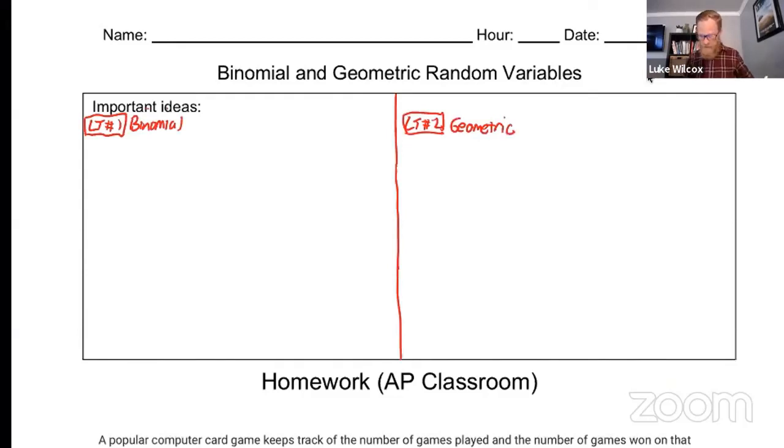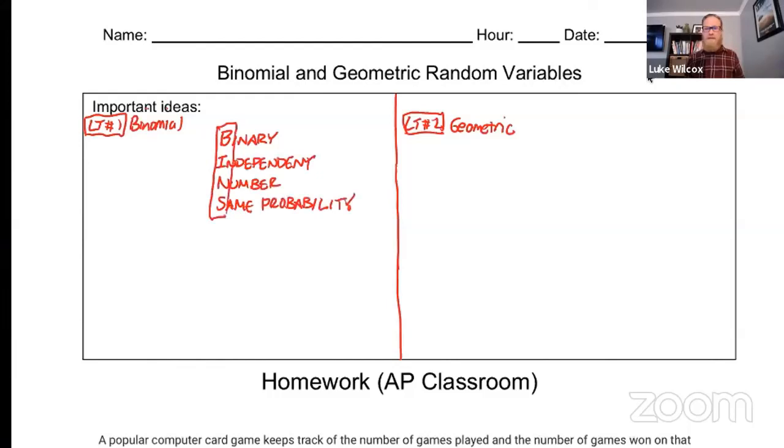So starting with binomial, I'd like to first record the 4 conditions necessary for a binomial. And remember, that's binary and independent and number, which is that the number of trials is fixed, and then same probability of success for each trial. Now, a quick little acronym here. Some students will use BINS to help them remember the 4 conditions needed for a binomial. Now, the one thing I want to add in here is that if you are sampling without replacement, then we need to check the 10% condition to say that the independence is okay. So 10% condition when sampling without replacement.